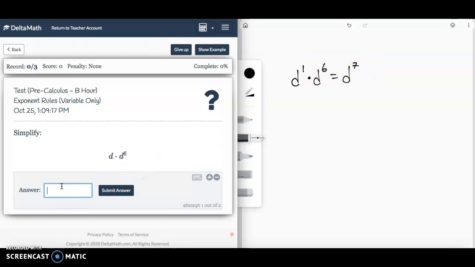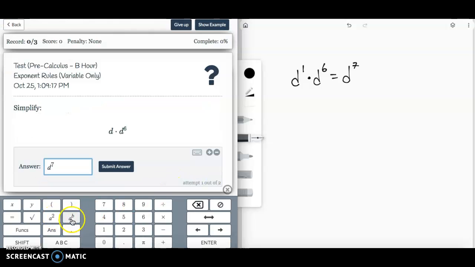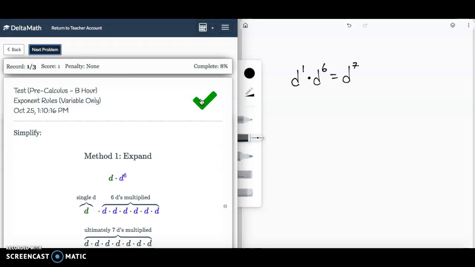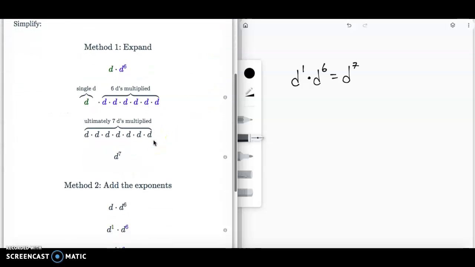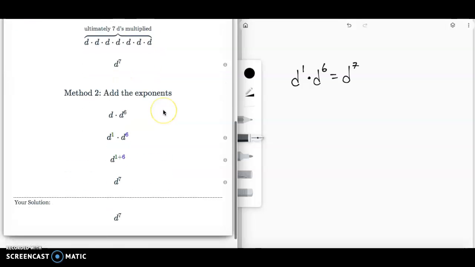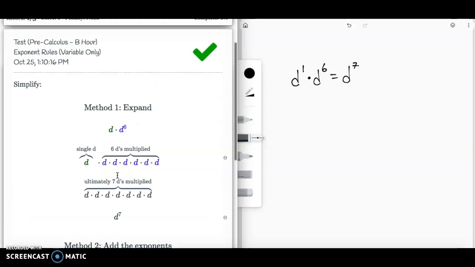When you actually go to type this in, you can use the letter D, and then if you hold Shift 6, that'll pop it up into an exponent. You could also, if you needed to, click on this keyboard, and if you click on this button, that will make it pop up into an exponent as well. Okay, go ahead and submit my answer. Hooray! They show you technically what's happening, right? Method 1 is you could expand it all the way, which is just a lot of writing, or method 2 is adding the exponents. So that's how we got to our answer.